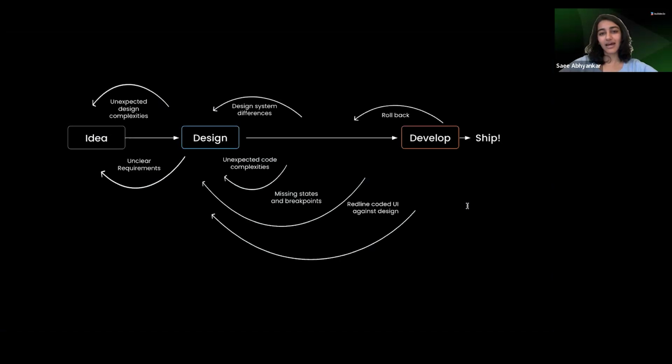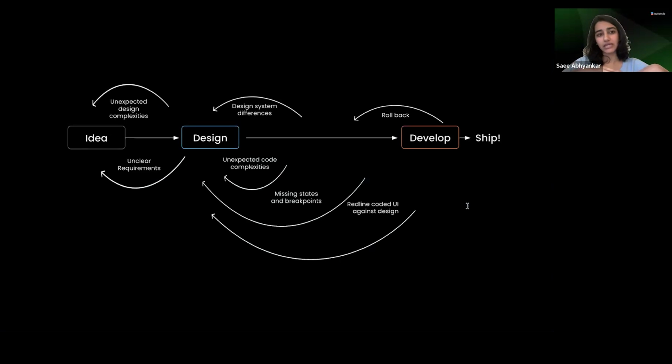I'm assuming that a lot of you here today are either product managers, designers, or developers. And most of you guys probably know that shipping features has three main phases. There's an ideation phase, there's a design phase, and there's a development phase. And all of these phases have so many interdependent workflows where there's so much that could go wrong.